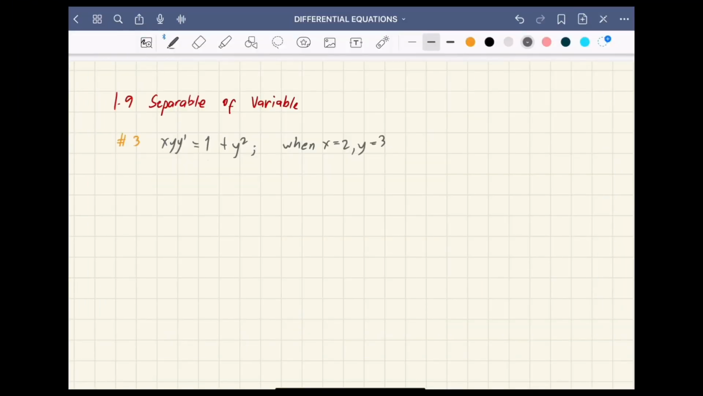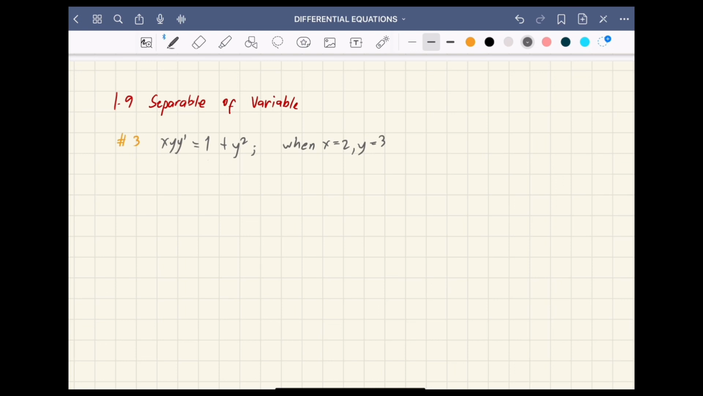Hi guys, I am Choy, and today we're going to solve this differential equation xy y prime equals 1 plus y squared, when x equals 2 and y equals 3, using separation of variables. First, we separate the variables x and y on either side of the equation.